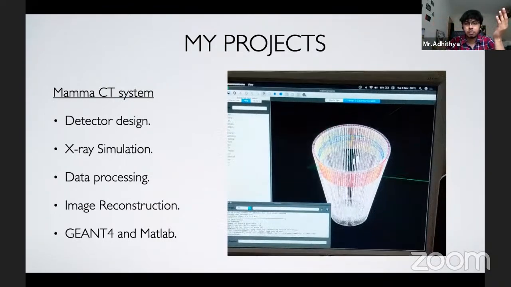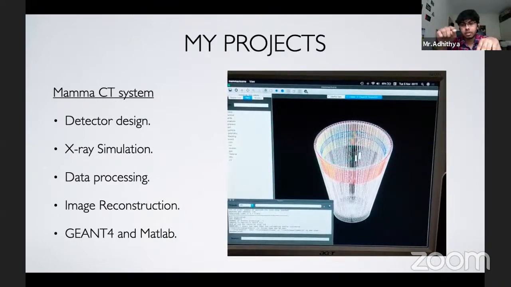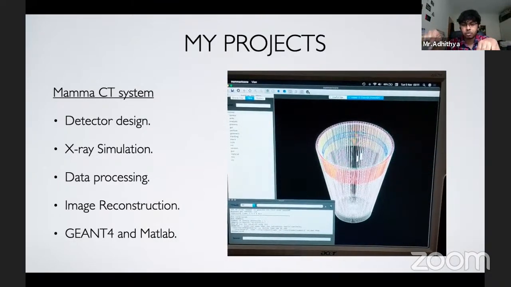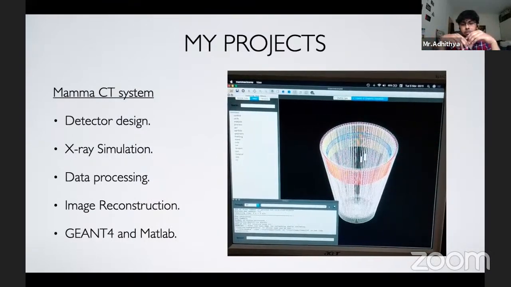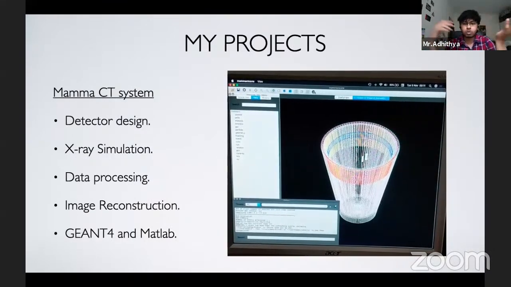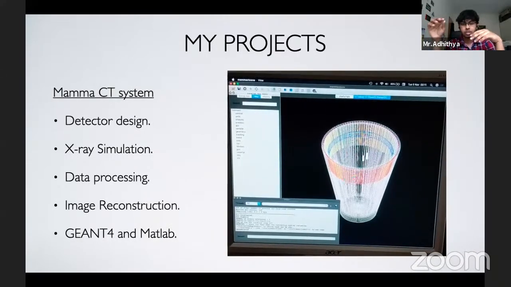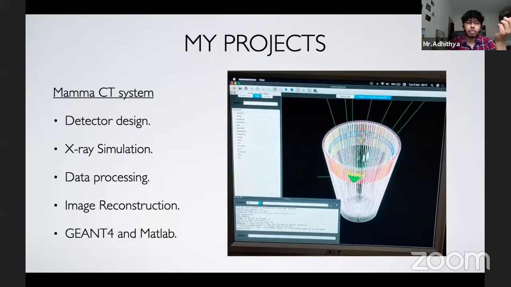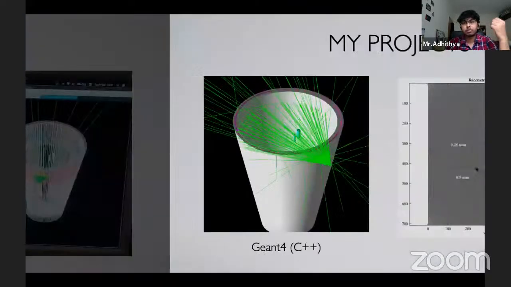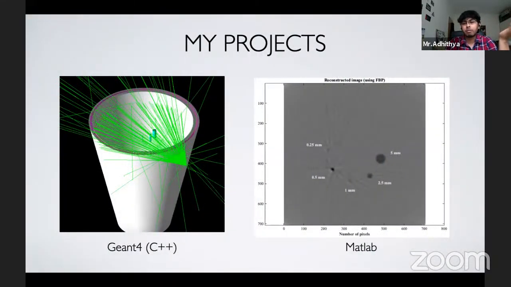If you see the image, you can see that the radiation source moves from each point. It depends on our project, but I will not go too much in depth because it is an ongoing project, just to give you an overall idea. This is done using GEANT4, and once the simulation is done, we collect the data and use it in MATLAB for reconstruction.